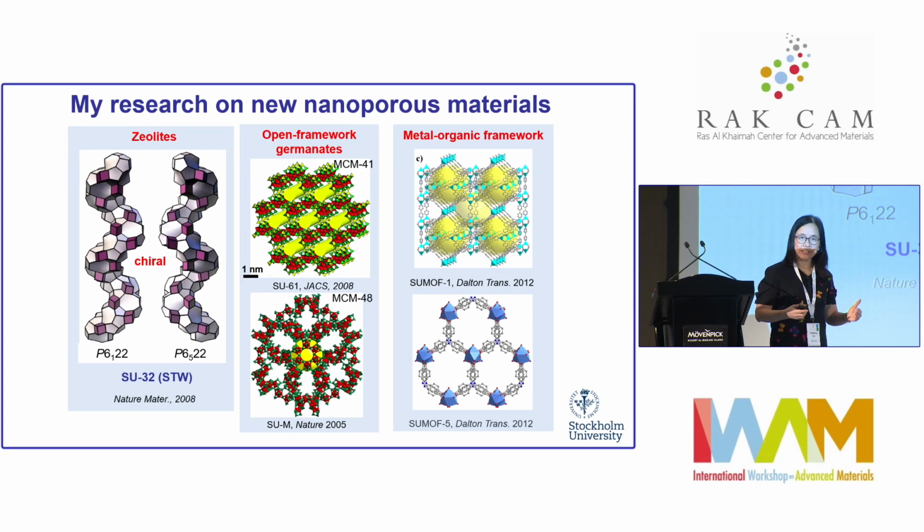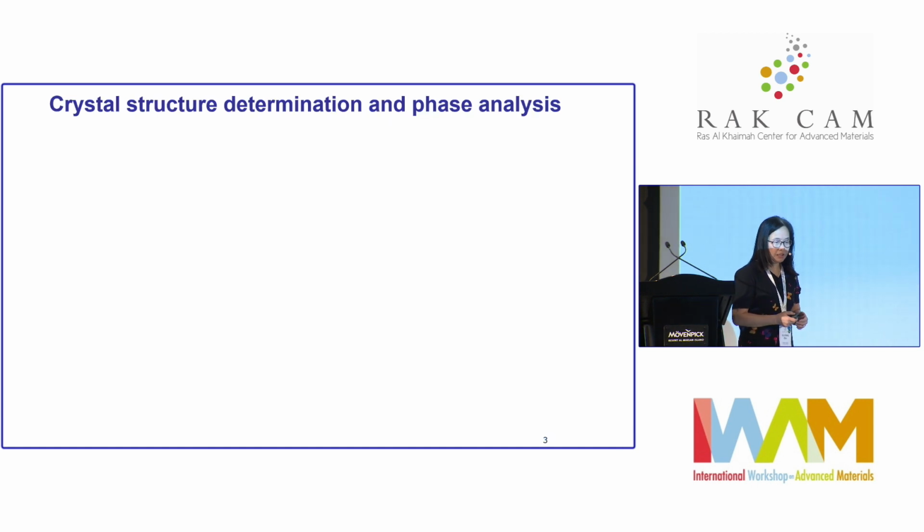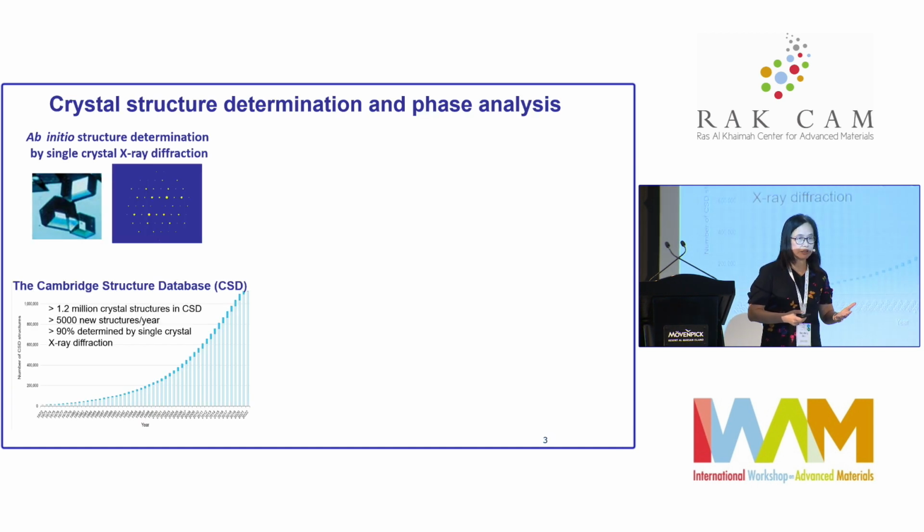The technique I mainly used was single crystal X-ray diffraction in order to know all these beautiful structures. However, it's not always easy to get these materials. If you want to use single crystal X-ray diffraction, you have to synthesize large crystals. A lot of structures have been determined using single crystal X-ray diffraction. In the Cambridge Structural Database, there are more than 1.2 million different structures.